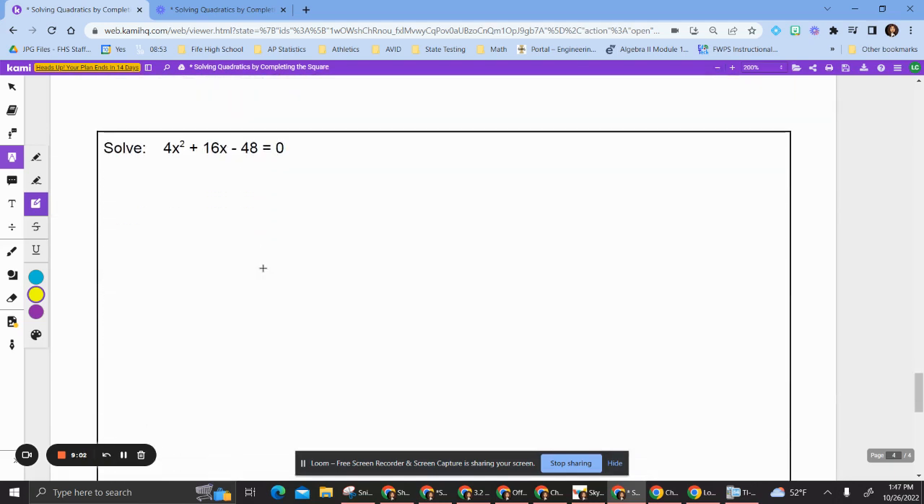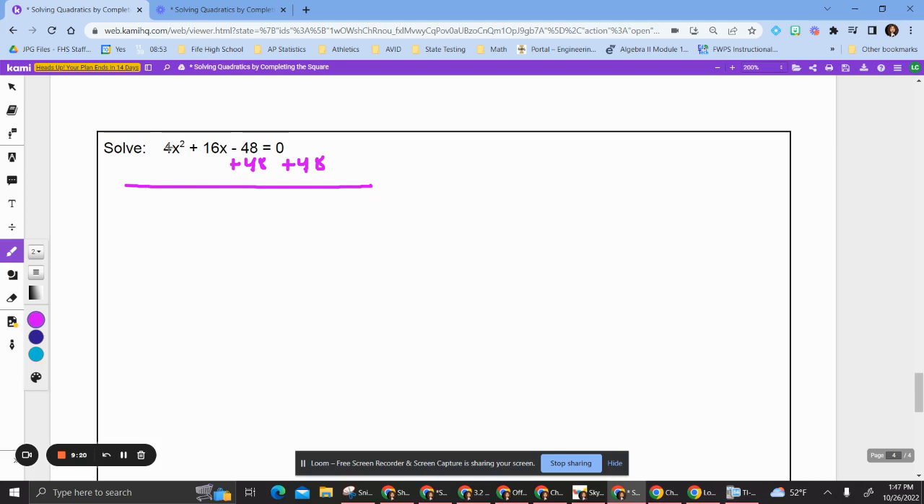All right, the next 2, we have another step before we can go forward. So before, we had that c value over on the right-hand side. So we got to move this 48 over. Let's move the 48 over.